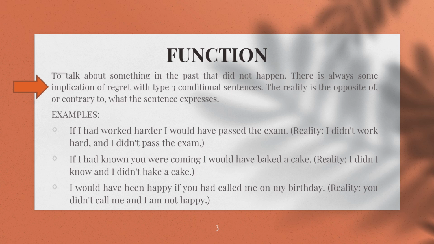The next example. If I had known you were coming, I would have baked a cake. In the if clause, we have if, subject I, had plus verb 3 known, while in the main clause, we have subject I, would have plus verb 3 baked. If I had known you were coming, I would have baked a cake. In bahasa, we can translate it.